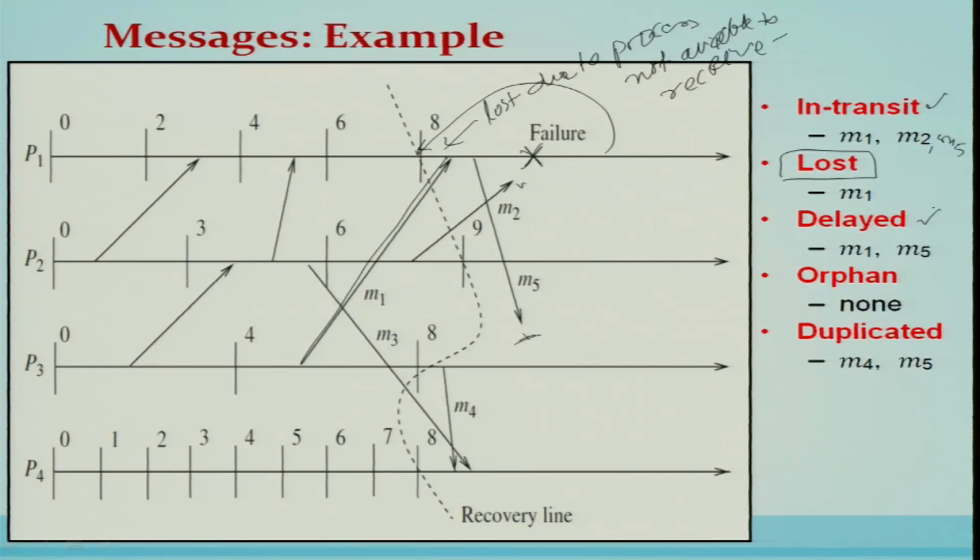Now another type of message is called a delayed message. Let us say the message is in transit and P1 recovers from this particular checkpoint number 8 onwards, and then it will receive the same message. That particular message is called a delayed message. If the message arrives late, then it is called a delayed message. So these are examples of delayed messages.